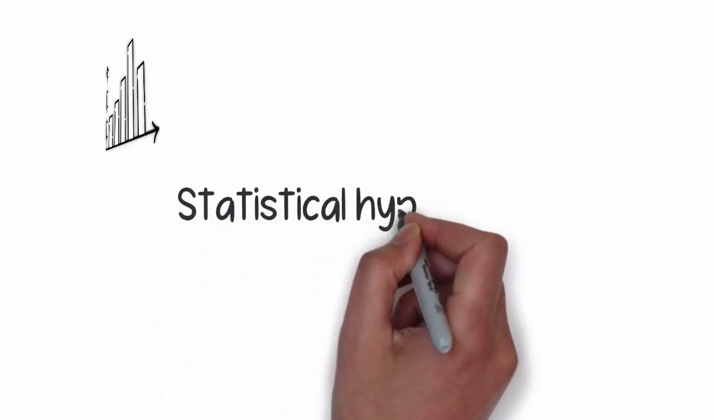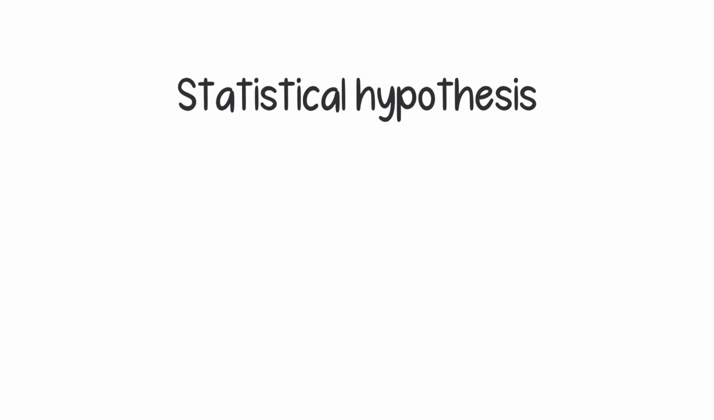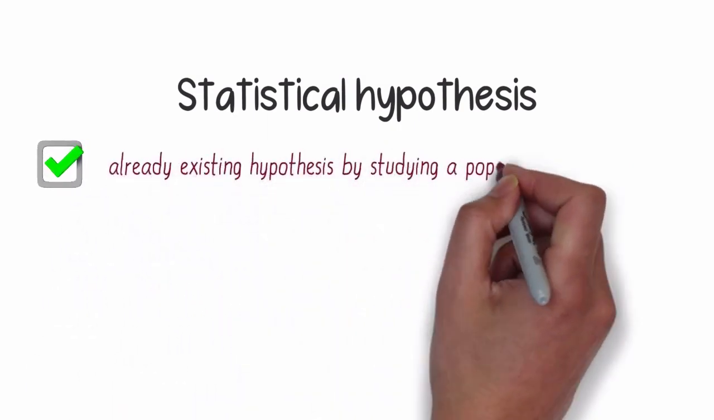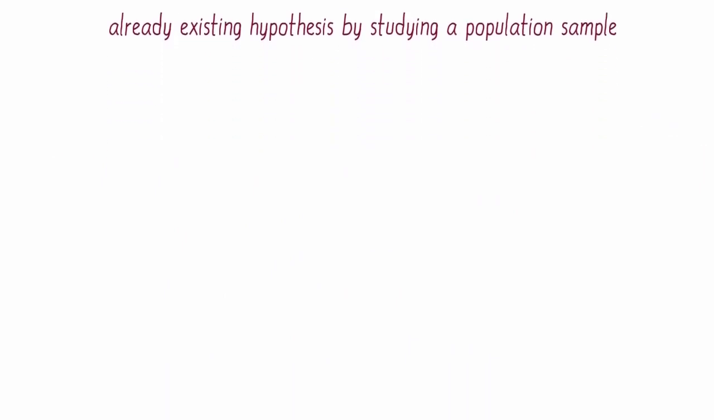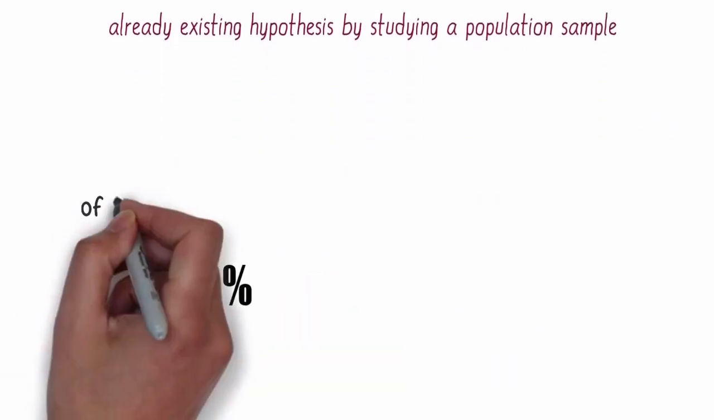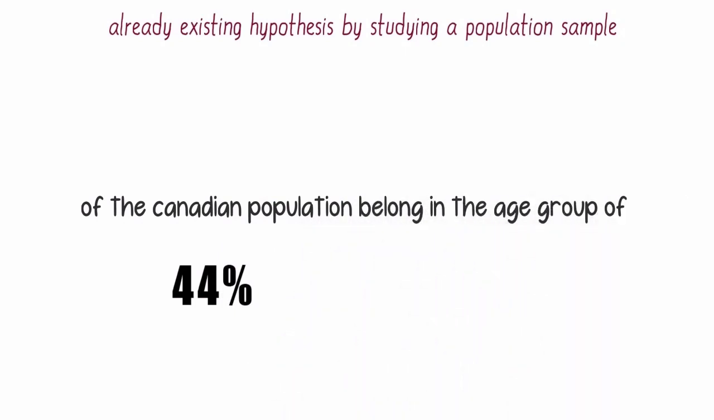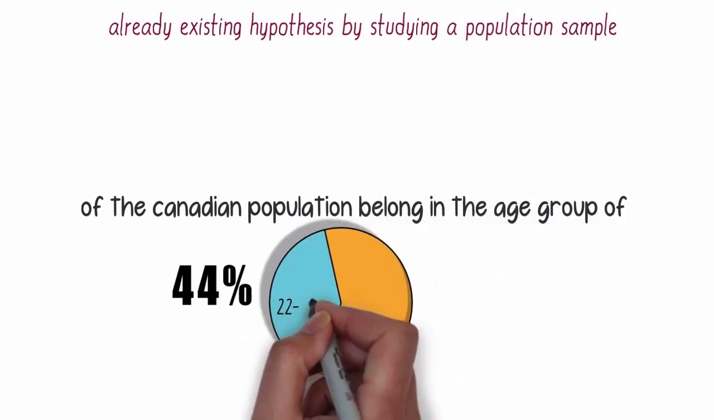Statistical hypothesis. The point of a statistical hypothesis is to test an already existing hypothesis by studying a population sample. Hypotheses like 44% of the Canadian population belong in the age group of 20–27. Leverage evidence to prove or disprove a particular statement.